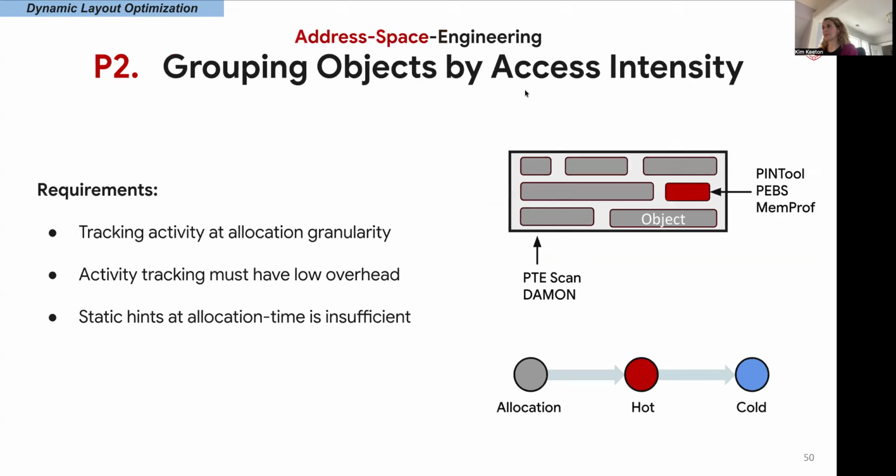Okay, so the second requirement was grouping objects by access intensity. We all know page table scanning is one way to identify what pages are active. Damon is another sampling-based approach. Those are great, but those are not helpful for us at all, because we are looking at object granularity. And what do we have for that? We have Pin tools and memprof. These are really expensive, 30x slowdown. We have PEBS, but the problem with PEBS is that it's again sampling-based, and you don't know exactly which objects are being accessed in that page. But the requirements are essentially tracking. We need to track activity at this allocation granularity, while activity tracking itself must be super low overhead.